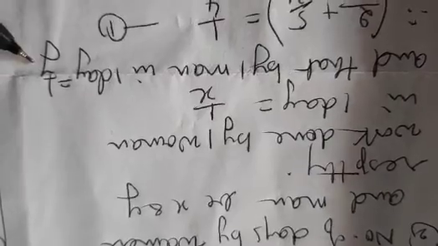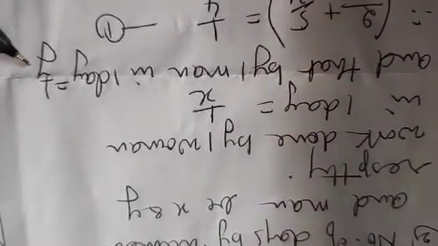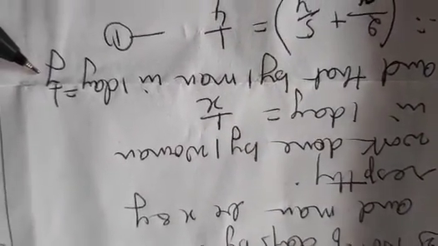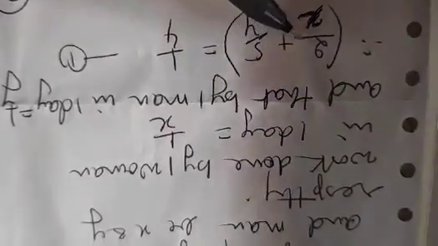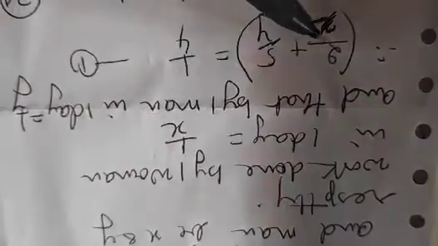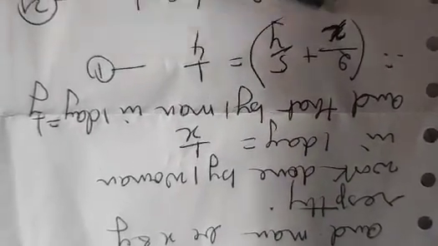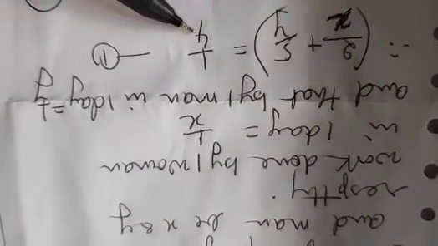Now how many men and how many women are there? 2 women and 5 men. They are doing in 4 days. So 2 women totally will complete 2 upon x work. 5 men will complete 5 upon y work. Together, this work together they are completing in how many days? 4 days. So 1 upon 4. Clear?